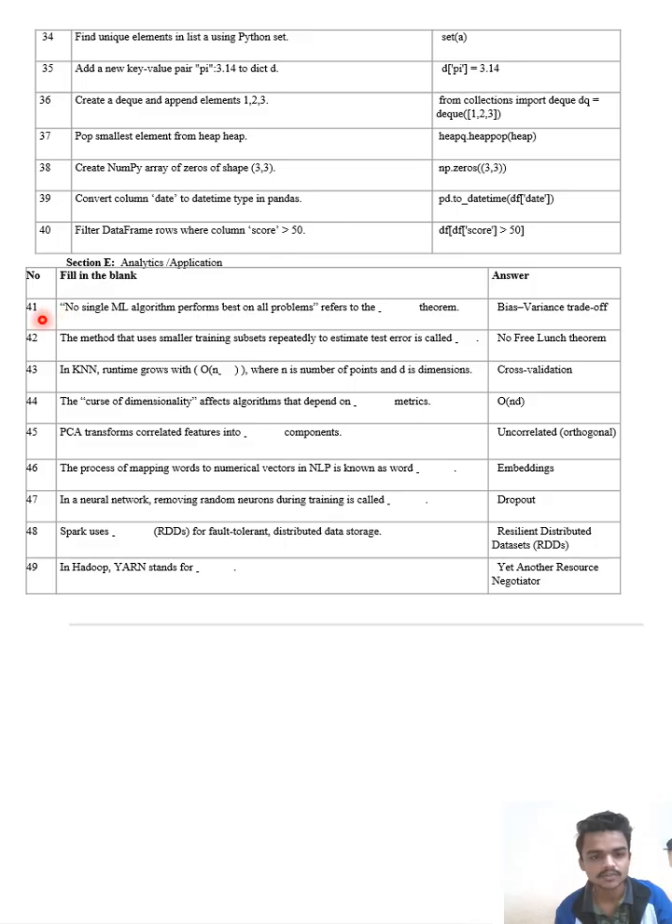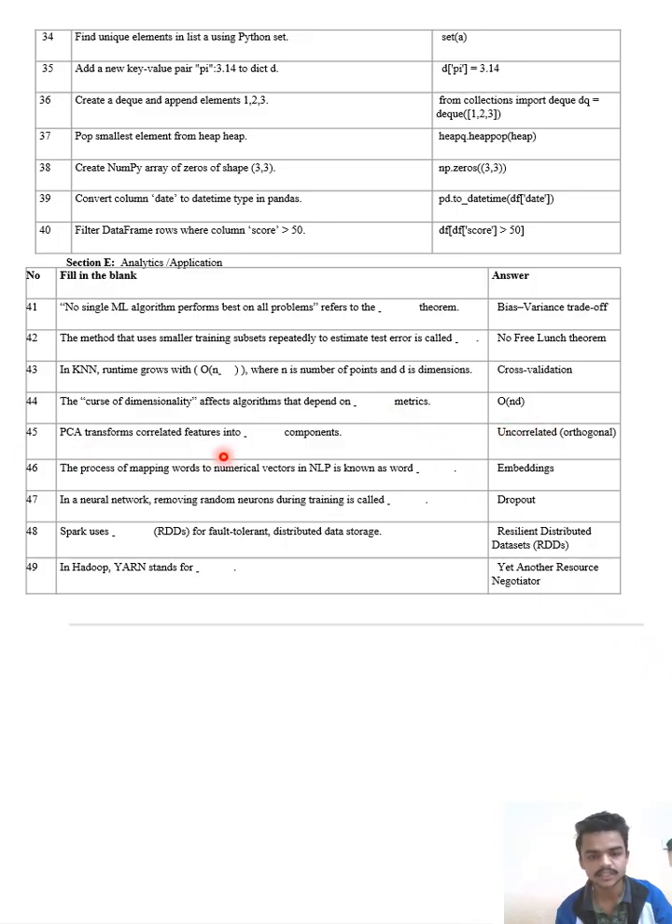Fill in the blank. Question number 41. No single ML algorithm performs best on all problems. Refer to the dash theorem. Bias variance trade-off. 42. The method that uses smaller training subsets repeatedly to estimate test error is called, the answer will be no free lunch theorem. In 43, in KNN runtime grows with big O of nd, where n is the number of points and d is the dimension. So the answer will be cross validation.